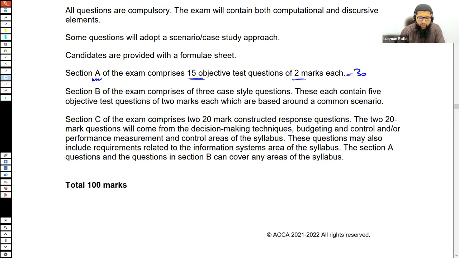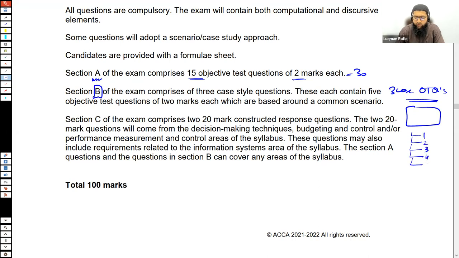Then there is Section B. With respect to Section B, there are 3 case OTQs. What do I mean by 3 case OTQs? You will get 1 case, and then you will have 5 OTQs attached to it. So there is a case plus 5 OTQs attached to it.